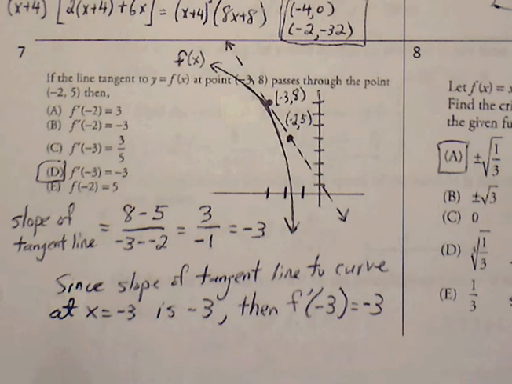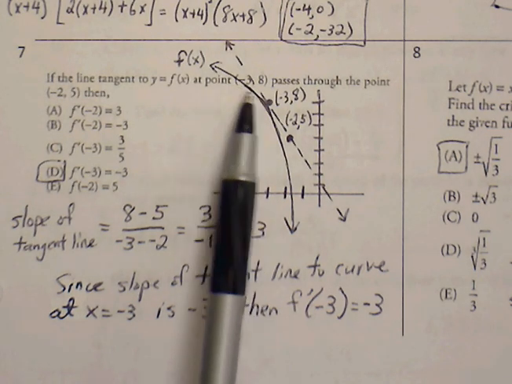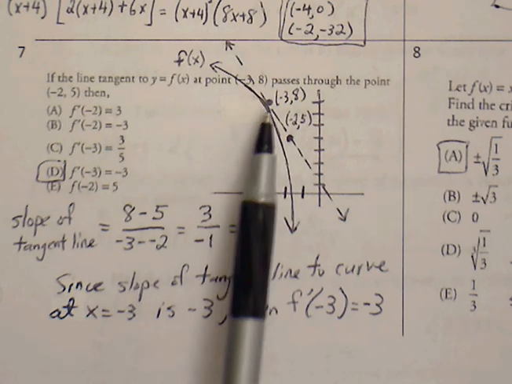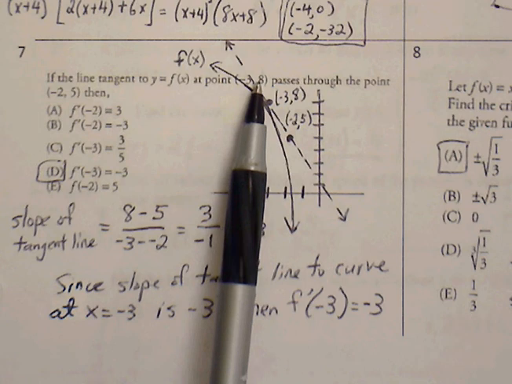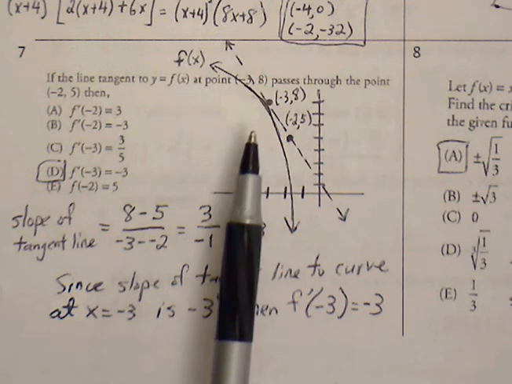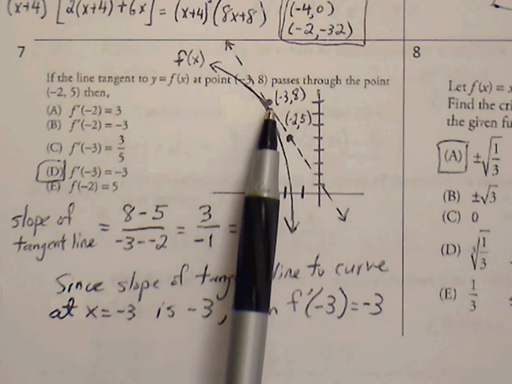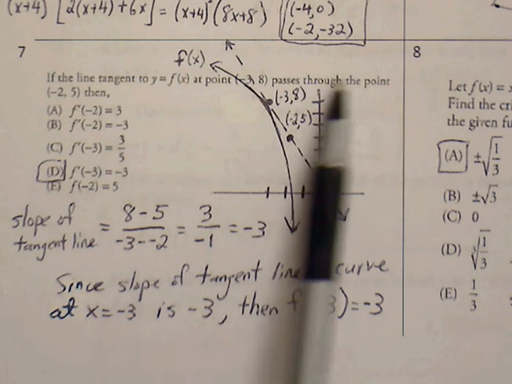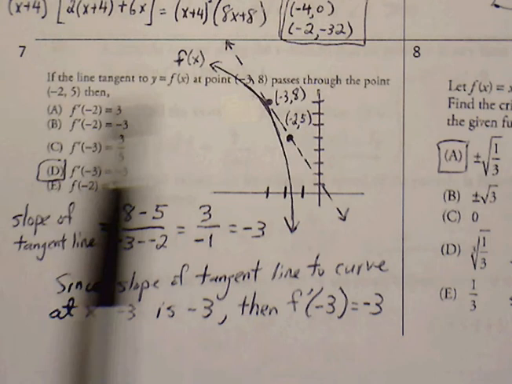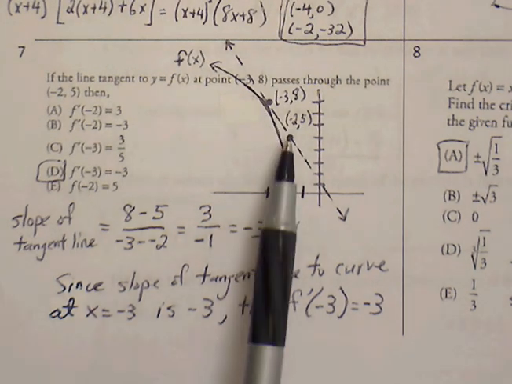Okay, so we know that at this point, both the curve and the line are going to share the same slope, right? And so if I can find the slope of this line, then I can also find the slope of the curve at this point. Okay. Now, what they do provide for us is a second point where the tangent line passes. So if I have 2 points on the line, then I can easily find the slope.